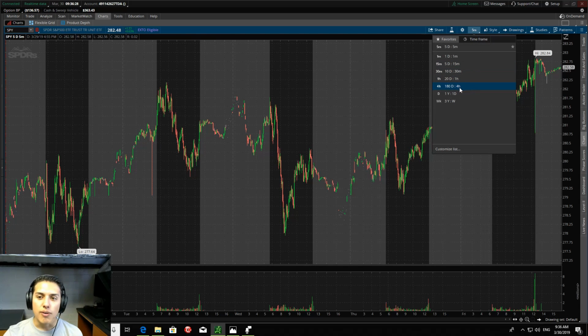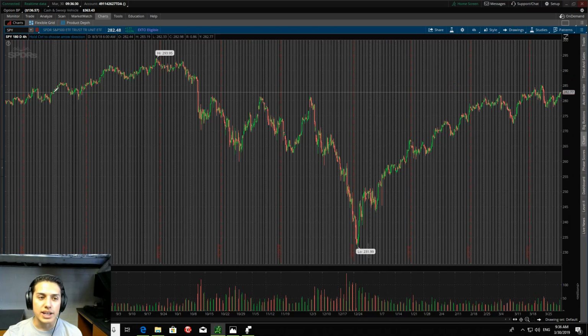And we can go all the way to the 180-day chart with 4 hours. So each candle now represents 4 hours of trading, and we can see over a 100-day span of the stock market. And your time frame also correlates with your volume. So on your volume chart, each candle now represents 4 hours.